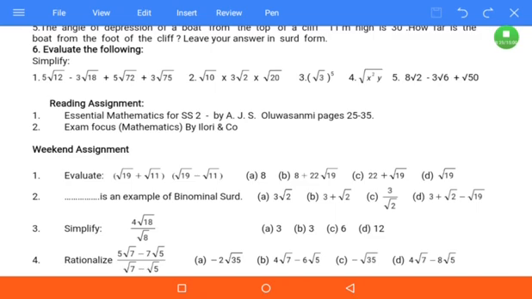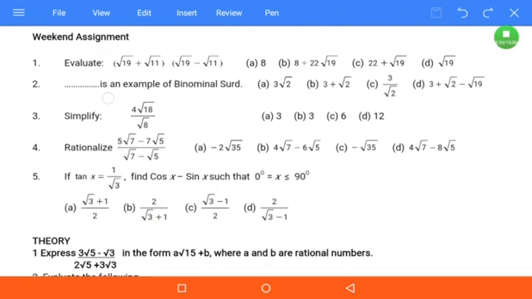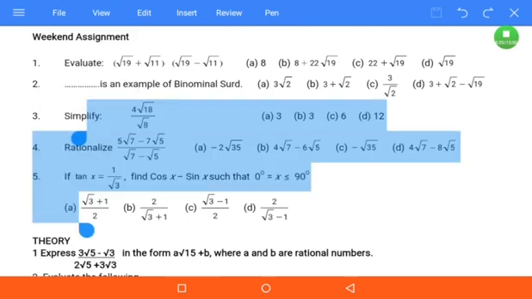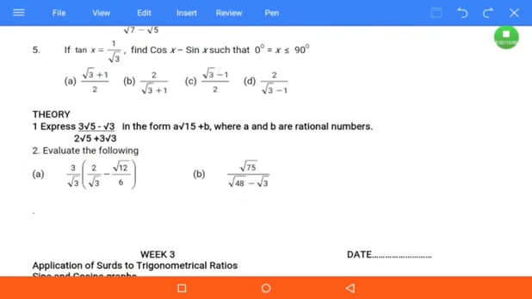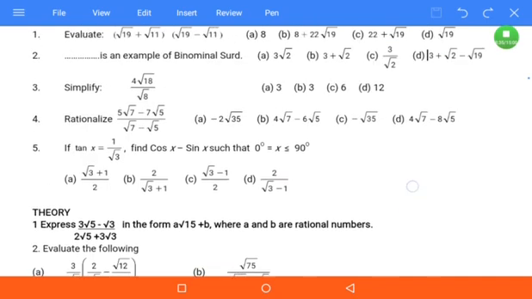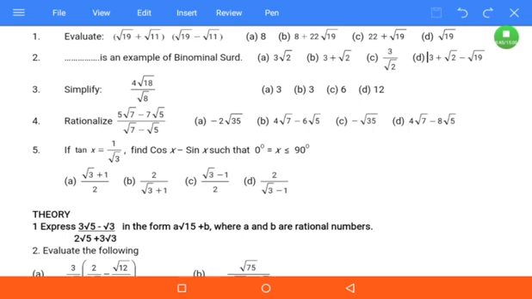Then you have our reading assignment. Try to read your Essential Maths and Exam Focus with the pages involved. So you have your general and your weekend assignment to be this. Lay your hand on everything, and later you have the theory part. Yes, please make sure you do everything as you are. You might likely find these questions in your external examination.